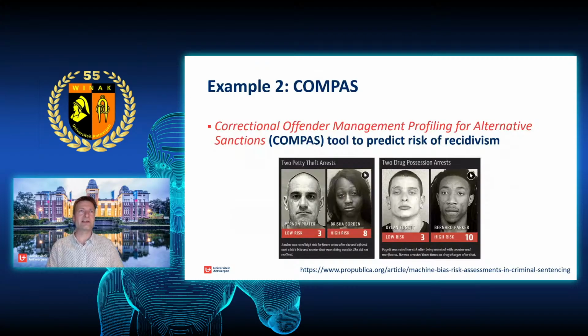A second example is COMPAS, which stands for Correctional Offender Management Profiling for Alternative Sanctions. This is a tool that was used in the United States to predict the risk of recidivism. These are people convicted by a court of law, and they want to use this prediction of the risk of recommitting a crime to see whether they should be kept locked up or maybe can get an alternative sanction.